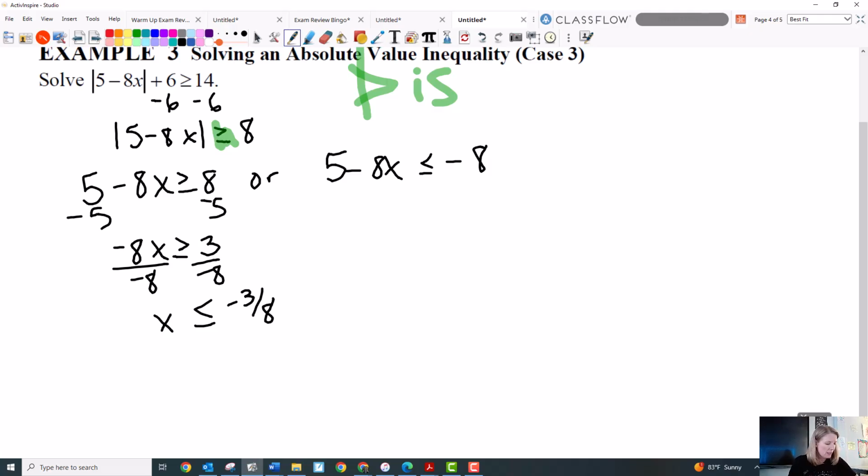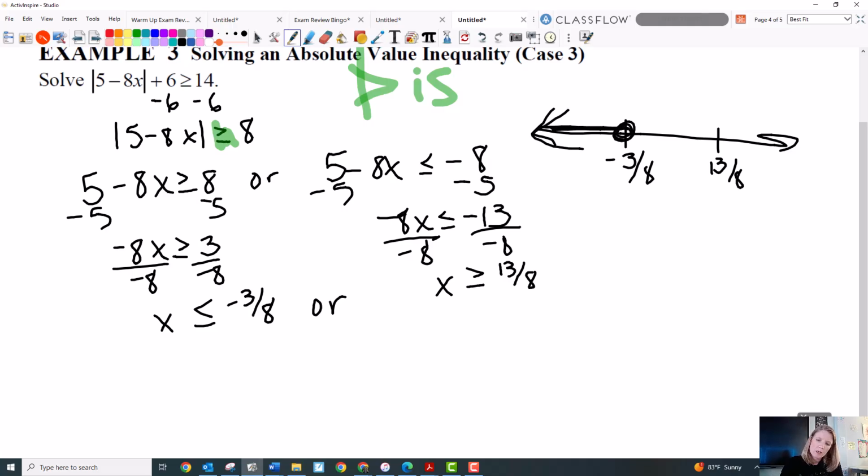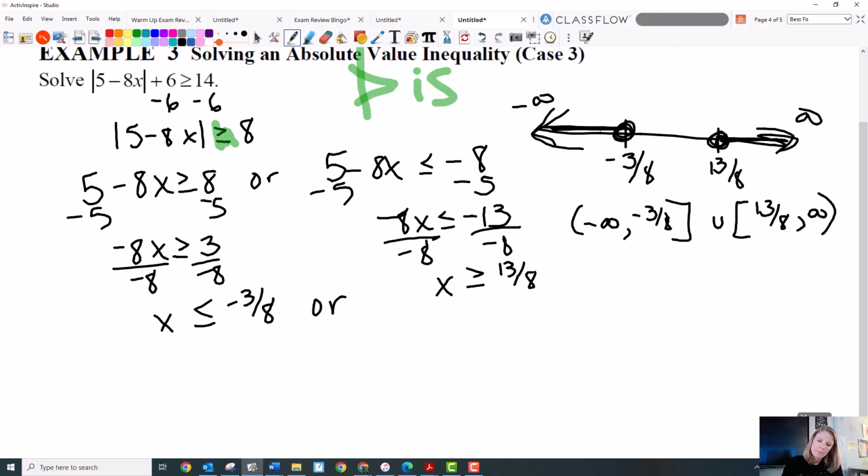So anytime you divide by a negative, you flip around your inequality sign. So x is less than negative 3/8. Or minus 5, minus 5. Negative 13, divide by negative 8, divide by negative 8. X is greater than or equal to 13 over 8. So if I put that negative 3/8, 13 over 8, and it's less than or equal to going this way, greater than or equal to going that way, that's negative infinity, positive infinity. So negative infinity to negative 3/8 bracket, and then 13/8 infinity.